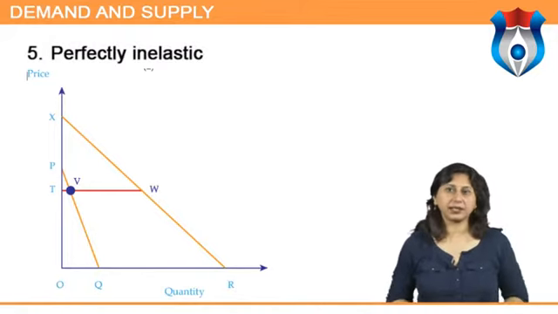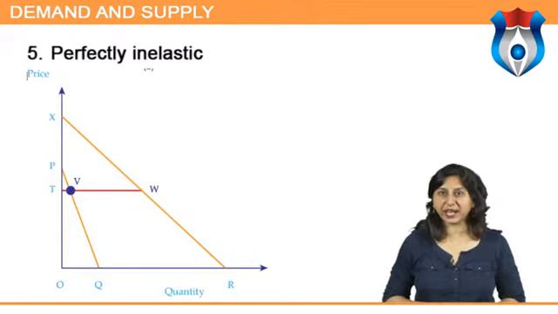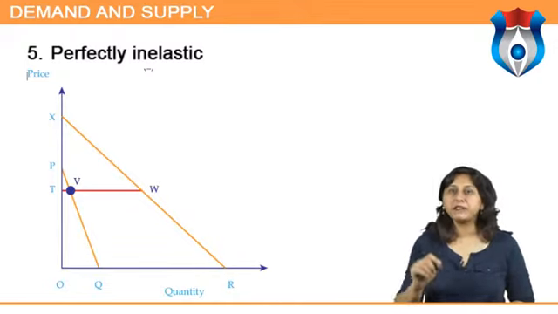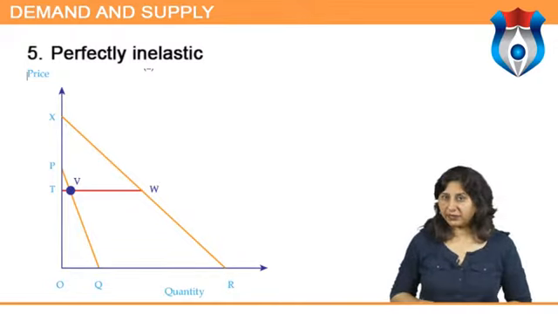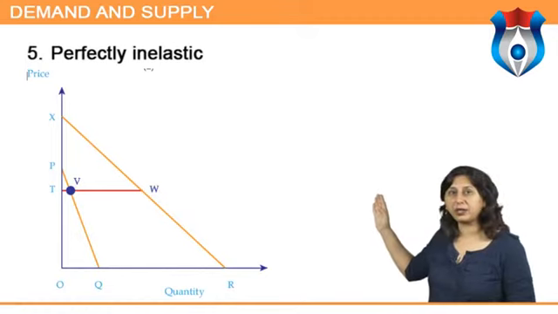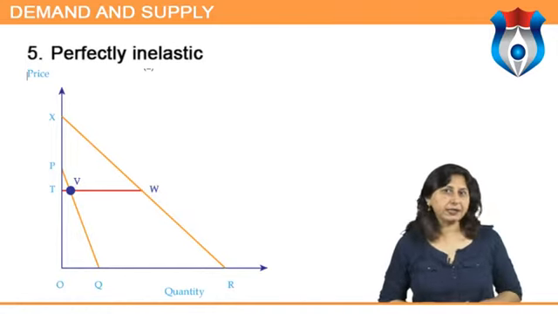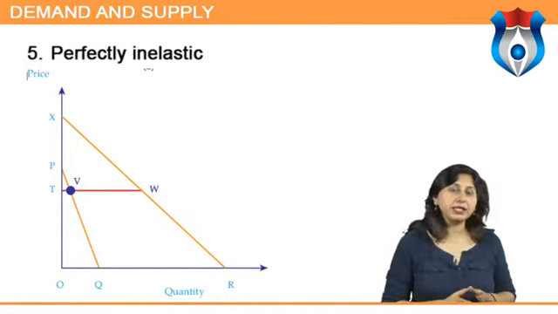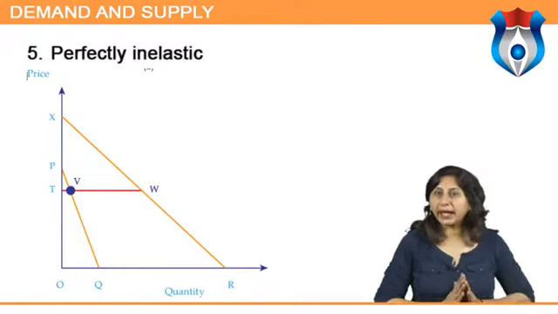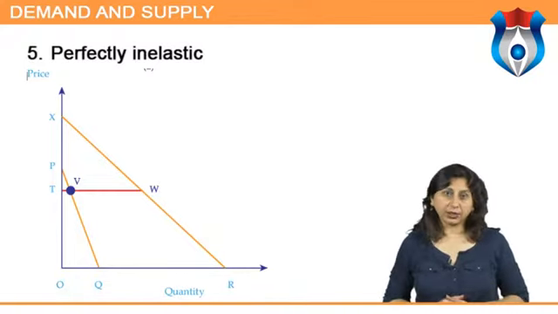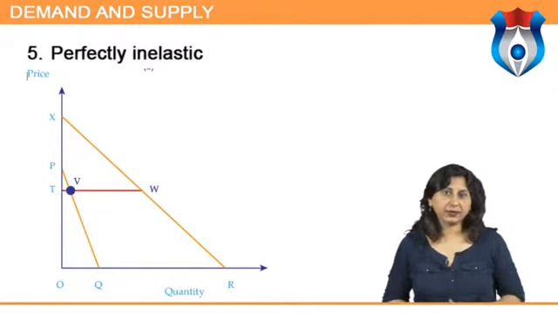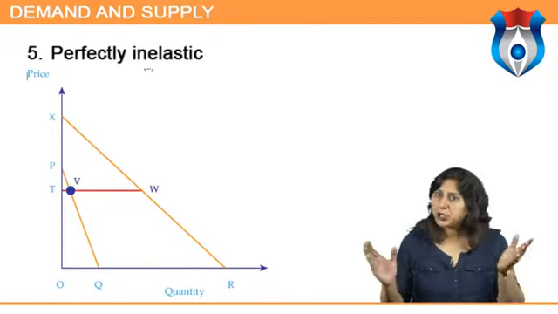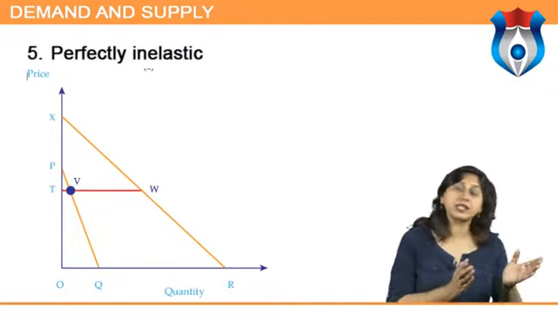Perfectly inelastic. The final category presented in this chart is perfectly inelastic, given by E is equal to 0. Perfectly inelastic means that quantity demanded is unaffected by any change in price. The quantity is essentially fixed. It does not matter how much price changes. Quantity does not budge.